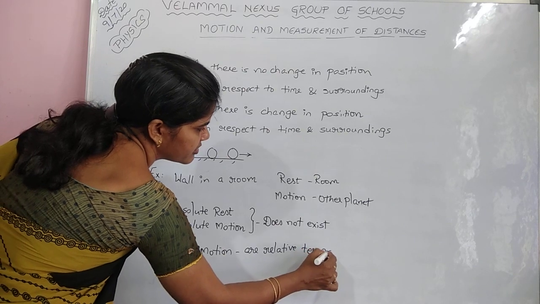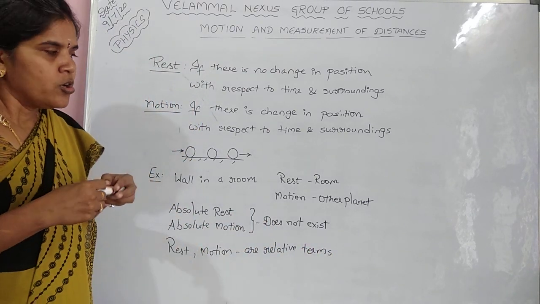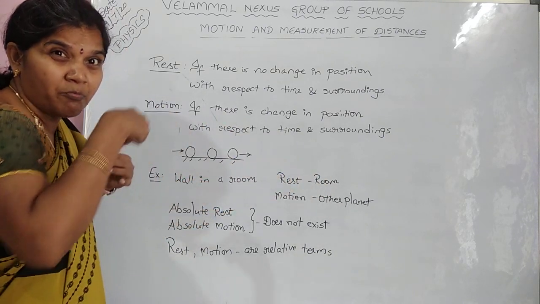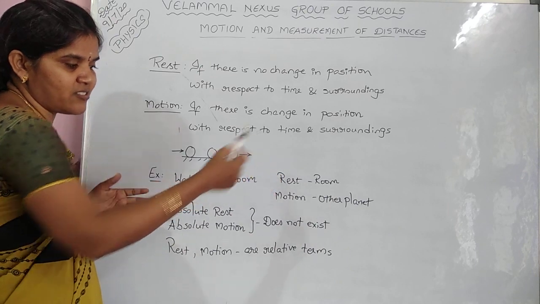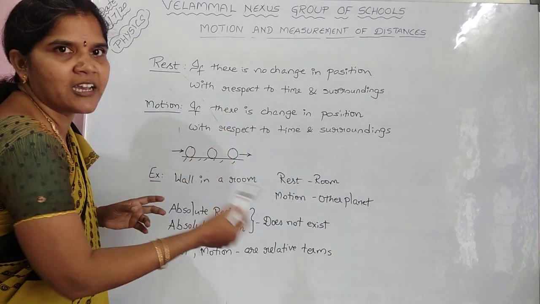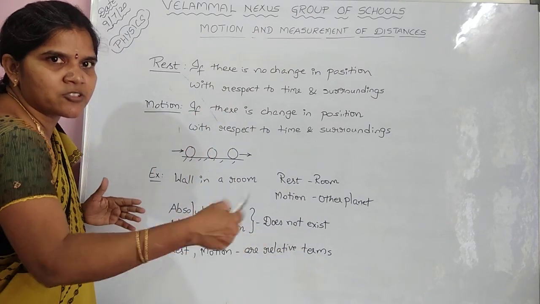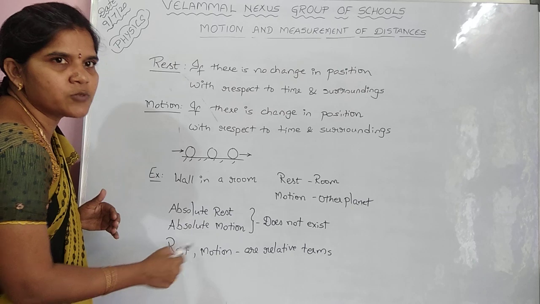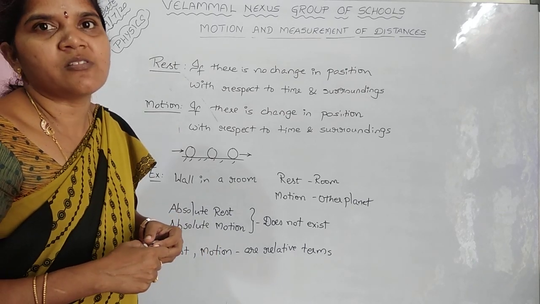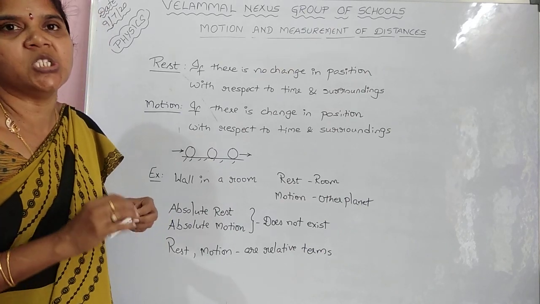Relative terms. What is meant by relative? Comparison. So, here the wall in a room you are comparing with the room, me present in the room, then it is rest. When I compare the same wall when I am on the other planet, it is in motion. That means upon the comparison with respect to surroundings, the state of the bodies will change. That means rest and motion are relative terms. Comparatively, the condition and state of the body will be changing.